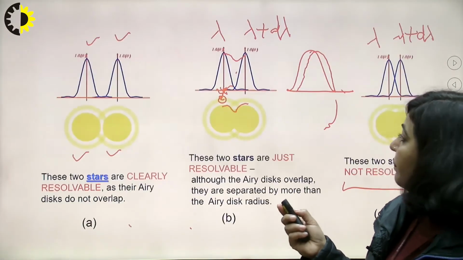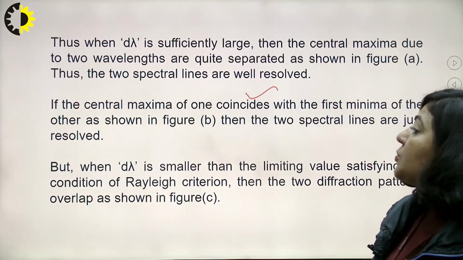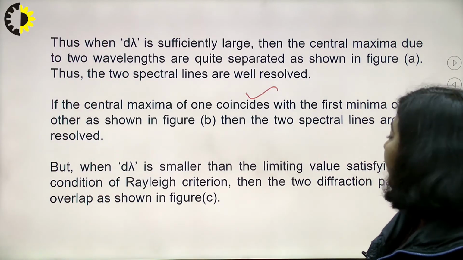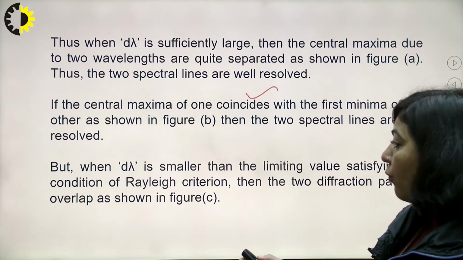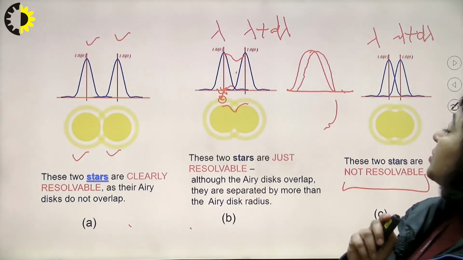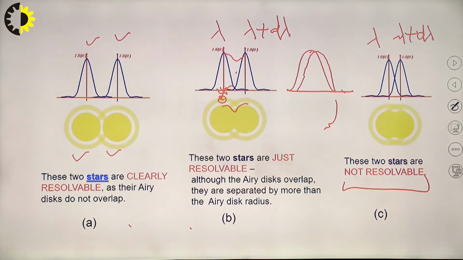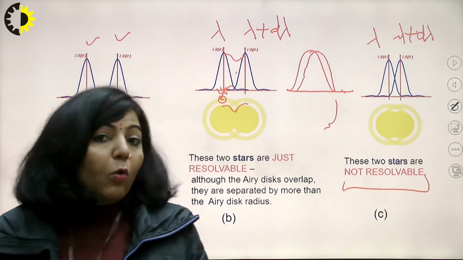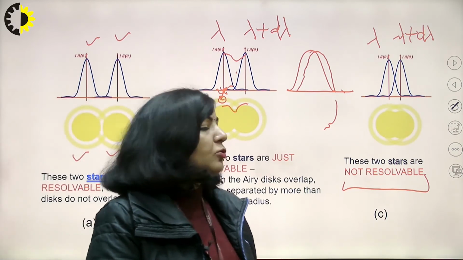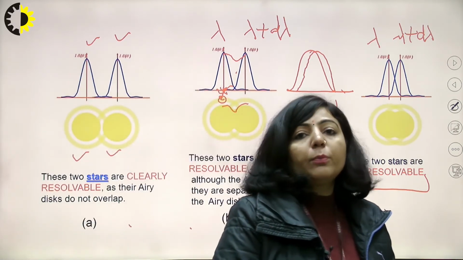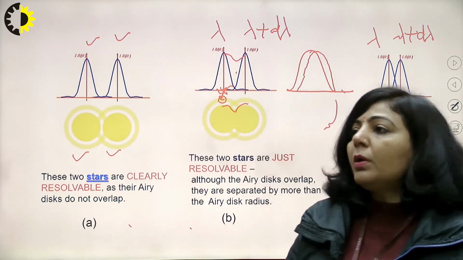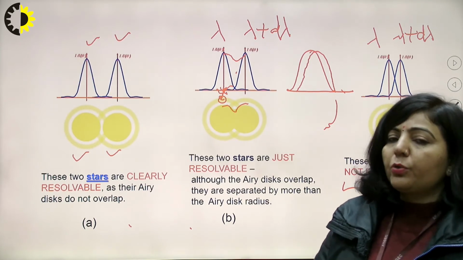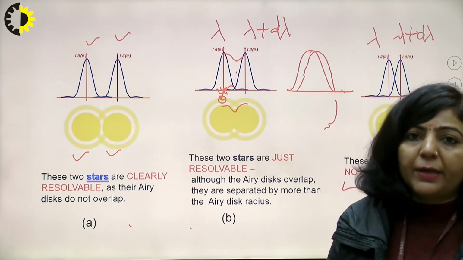And the third, when d lambda is very small, below the limiting value satisfying the condition of the Rayleigh criterion, then the two different diffraction patterns overlap, as in figure number 3. As you can see here, when d lambda is very small, these two will overlap, and they will not appear to be coming from two different sources. Clear? So there is a limit to every optical instrument. Up to that particular limit you can resolve through that instrument.